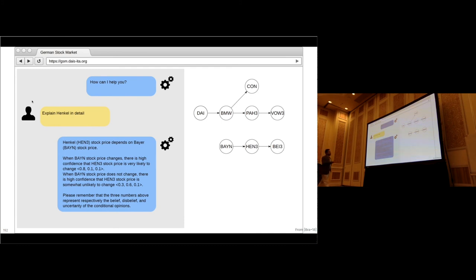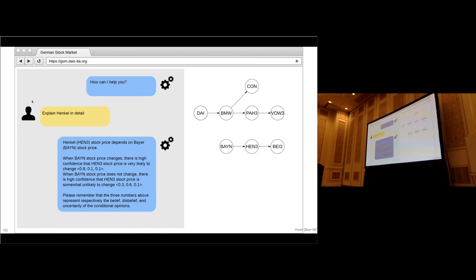In essence, explaining one of these variables in detail, and in this case it is Henkel here. So this is about a data set from the German stock market. Each variable is binary, and it says whether the stock market value of Daimler is increasing or decreasing in the next day or not.